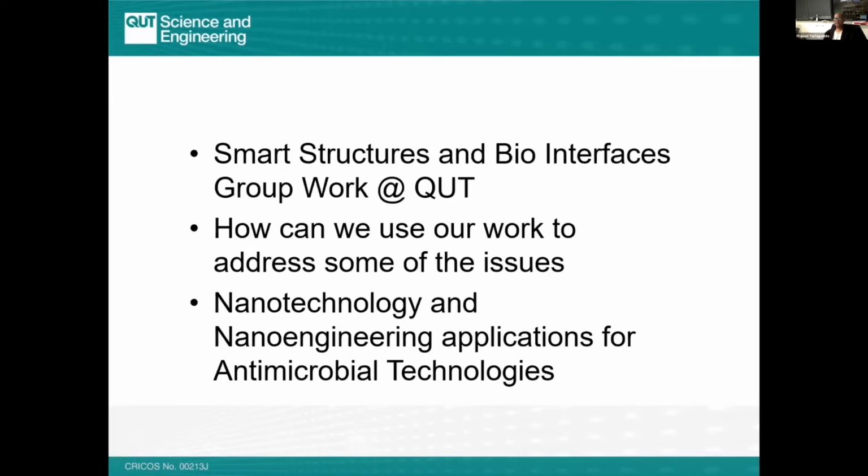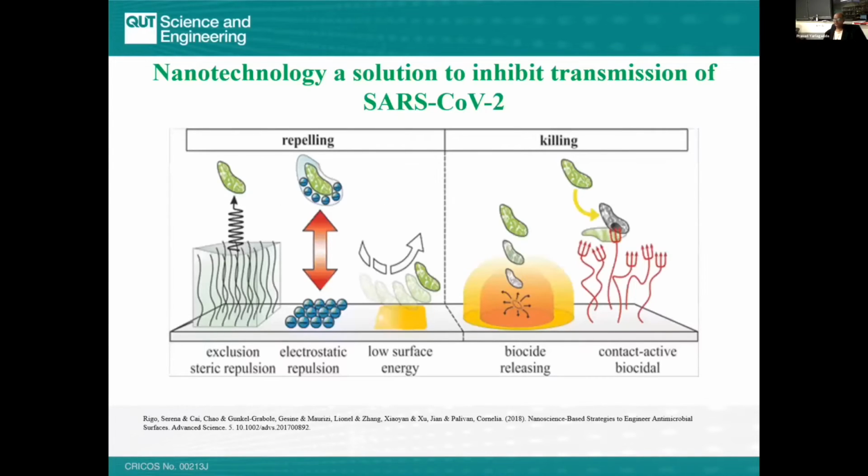So how can we use the work to address some of the issues? How could nanotechnology and nanoengineering be applied to antimicrobial technologies, which could prevent the spread of bacteria or viruses? We can say nanotechnology is a solution to inhibit transmission of the SARS-CoV-2 virus. As I mentioned, we are proving that. If it is bacteria, some biophilic surfaces repel bacteria using different techniques such as electrostatic repulsion or low surface energy, or some are biophobic, which kill bacteria either by releasing a biocide or using some kind of mechanical geometry. This is the area we concentrated on mainly: how bacteria or viruses could be killed and deactivated using these nanotechnical surfaces.